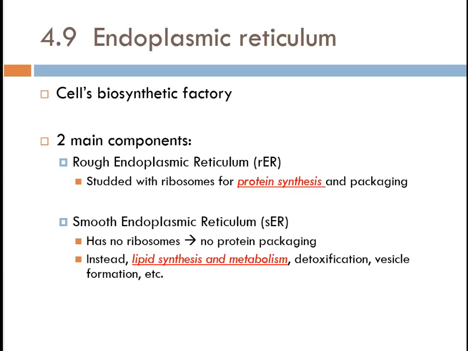And then the other side of that, and I'll show you a picture of it in a second, is called the smooth ER. It has no ribosomes, and that's why it's called the smooth ER. There are no proteins being made here, but what happens in this area is lipid synthesis. Remember those lipids on the outside of the cell? And metabolism. Some metabolism occurs here. Detoxification. And these vesicle formations. If we have something really big that we've got to move outside of the cell, we use these vesicles to move it from one side of the cell to the next.